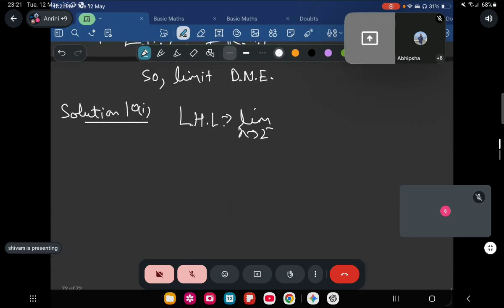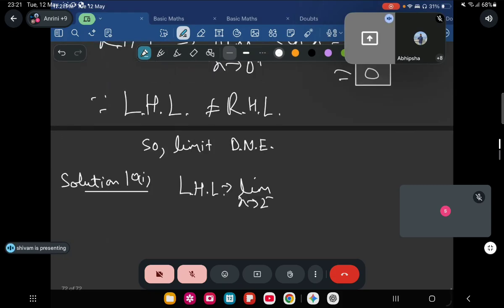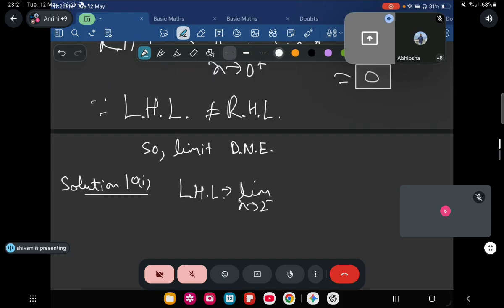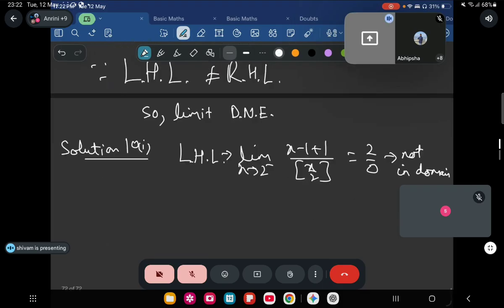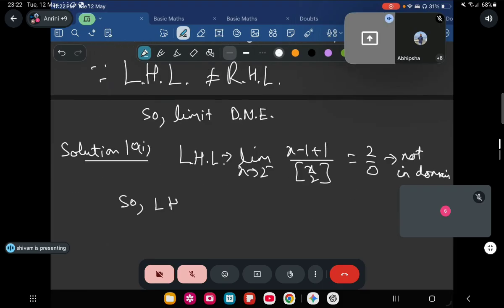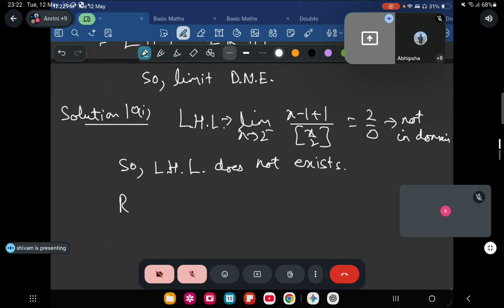Wait a minute. Over here, see, you are getting (x minus 1 plus 1) divided by floor of x by 2. That will become 2 by 0. That means not in domain, right, everyone? Over here, x tends to 2 minus, 2 minus is not there in the domain. So LHL does not exist, everyone. So only one side of the limit will exist. Right. So over here, are people getting, everyone?